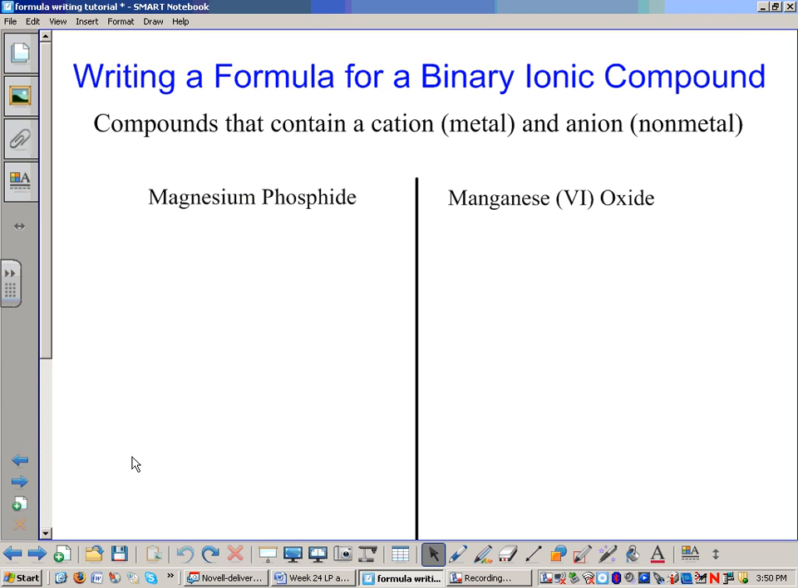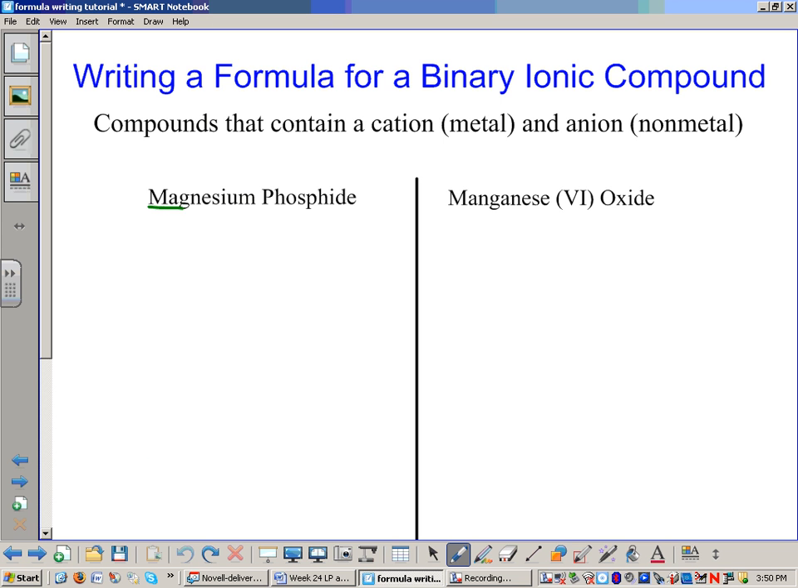Okay, this is the second installment of our formula writing tutorials. What we're going to do now is deal with our ionic compounds. And how we're going to do that, first off, is be able to identify why these compounds are ionic. The easiest way is to look at the names.